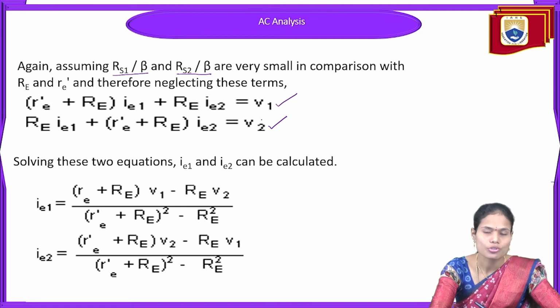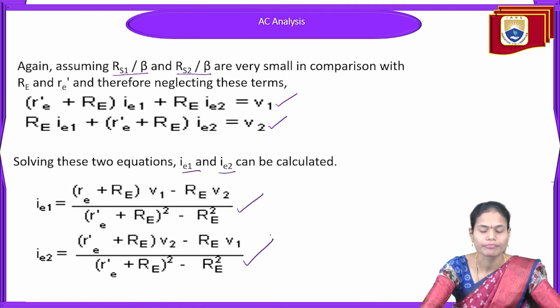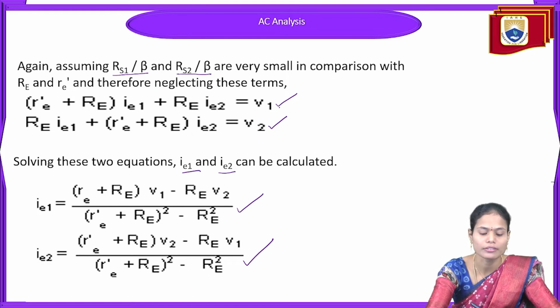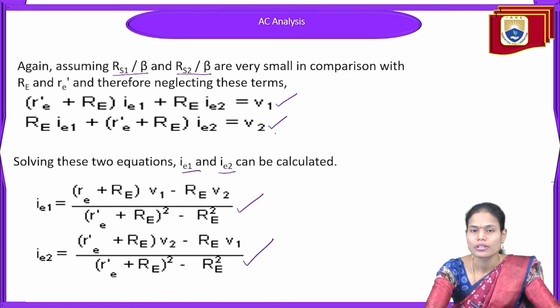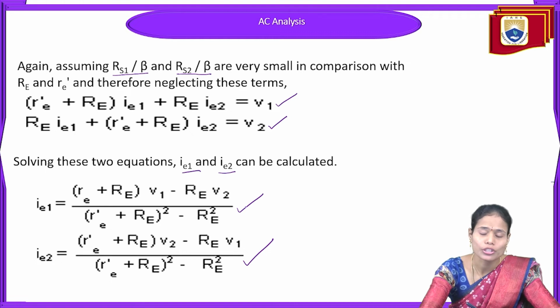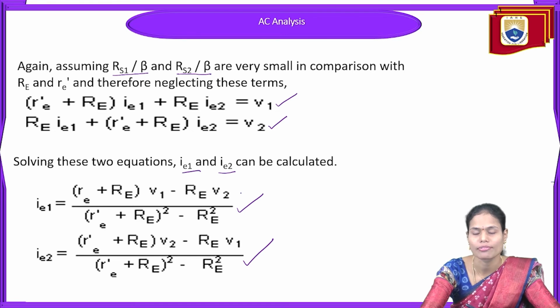And if we solve these two equations for V1 and V2 to find the emitter currents IE1 and IE2, we get these two. After simplifying or solving these two equations, we get the two emitter currents IE1 and IE2, and these must be equal to the collector currents of the first transistor as well as the second transistor.